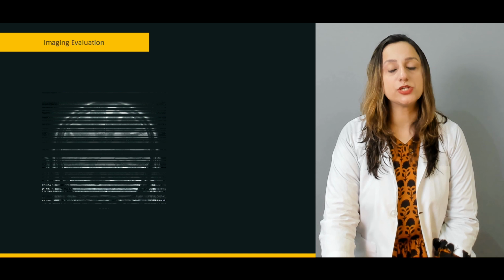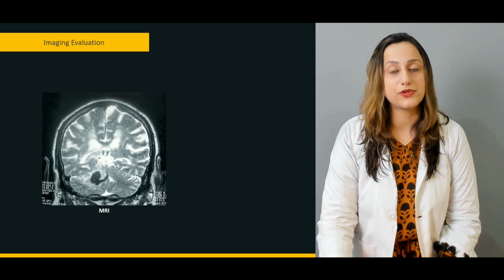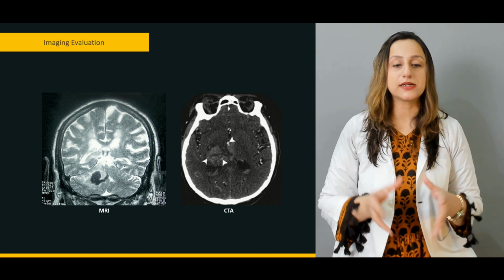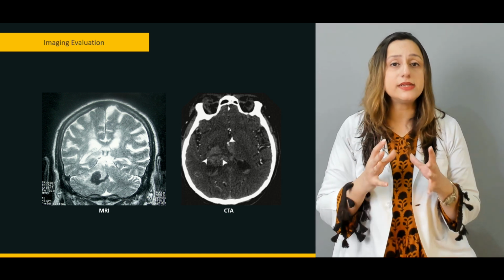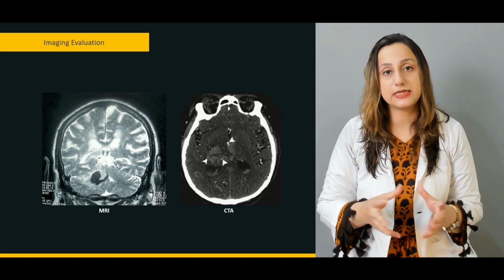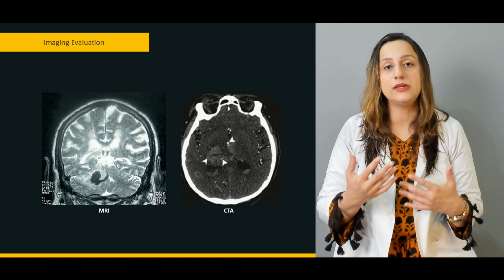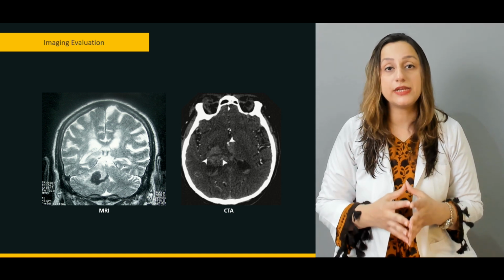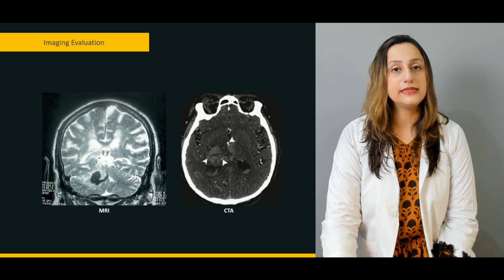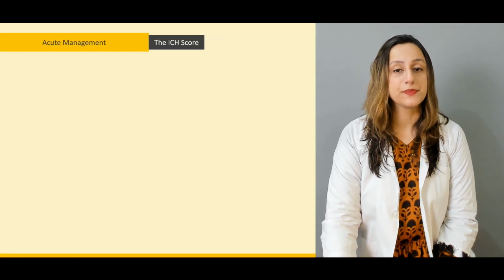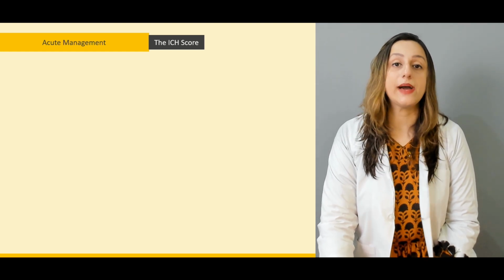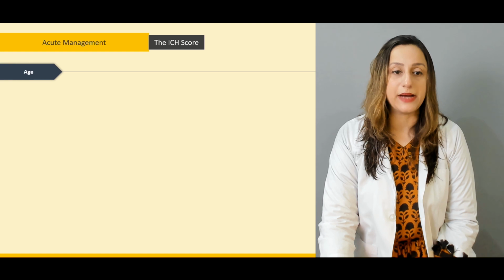The imaging evaluations, particularly the CT scans and MRIs, are very important and very critical. They usually show the sites of impact or the lobar effects that are seen on the CT scans and the MRIs, and you have to focus on these facts and highlight the important areas that are being damaged. The ICH scoring is basically how you manage these patients in the emergency departments.